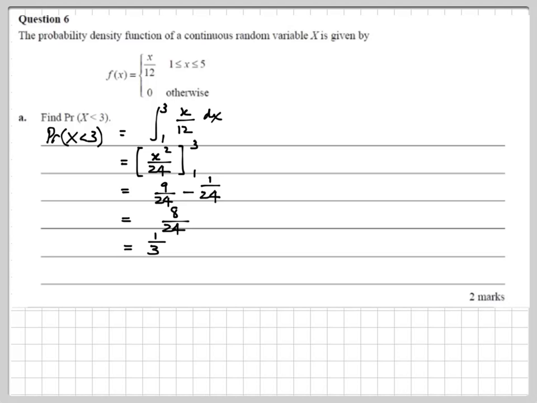For 2 marks, that's a nice easy question, isn't it? Very easy, okay? No problem? Yeah, how are you feeling, alright?